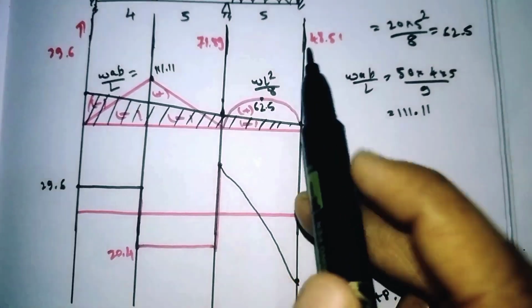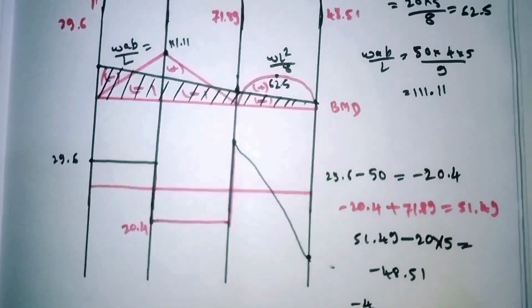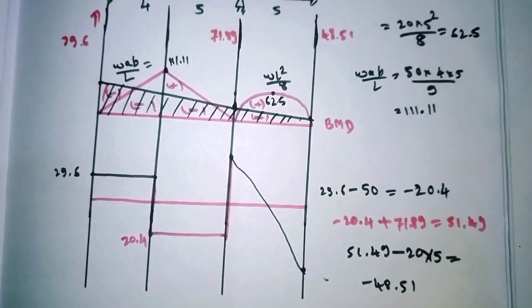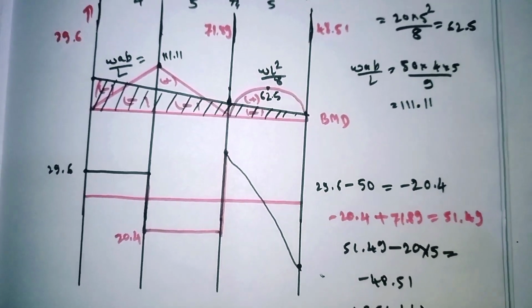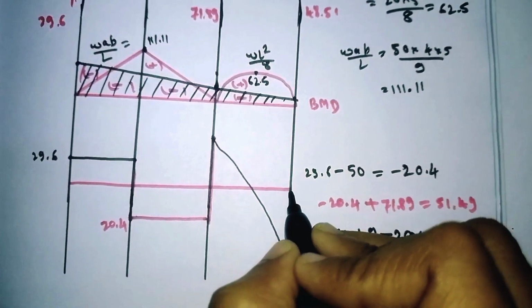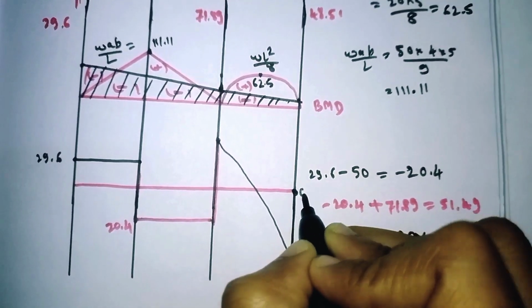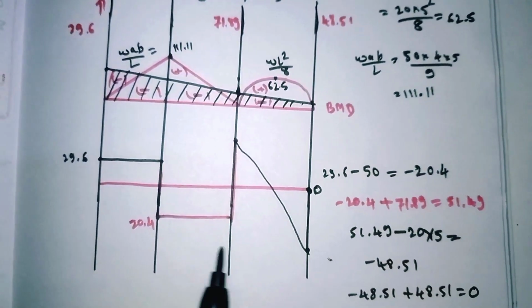And again here one reaction is there, that is RC. For that, 48.51, it is moving upward, no? Plus 48.51. So when we do this, we'll get 0. So again our diagram will come to touch this point. It means whatever we have calculated till now is right.